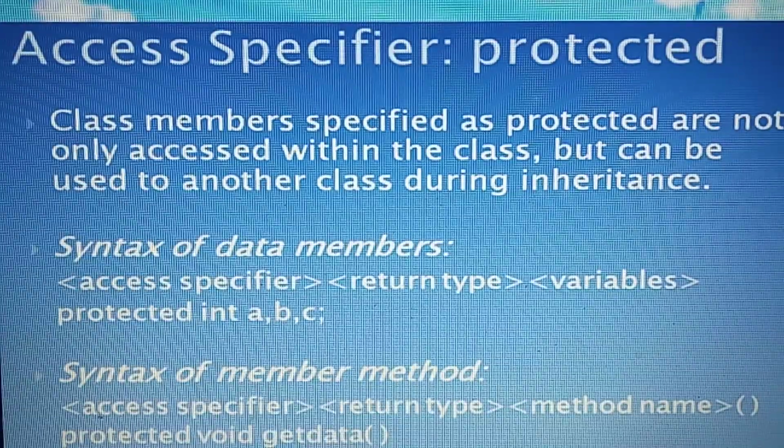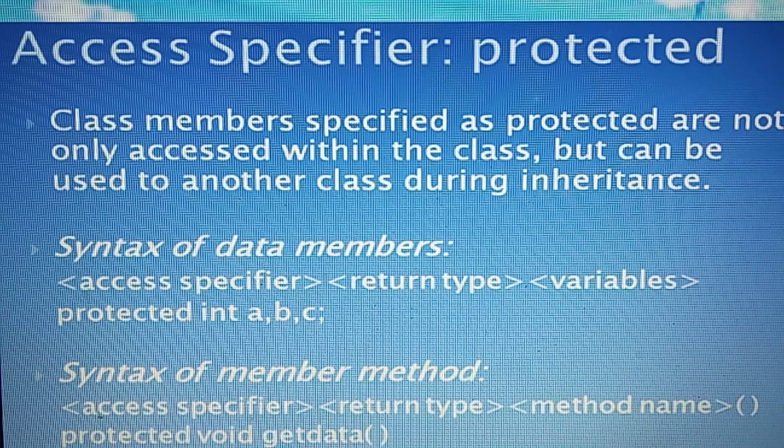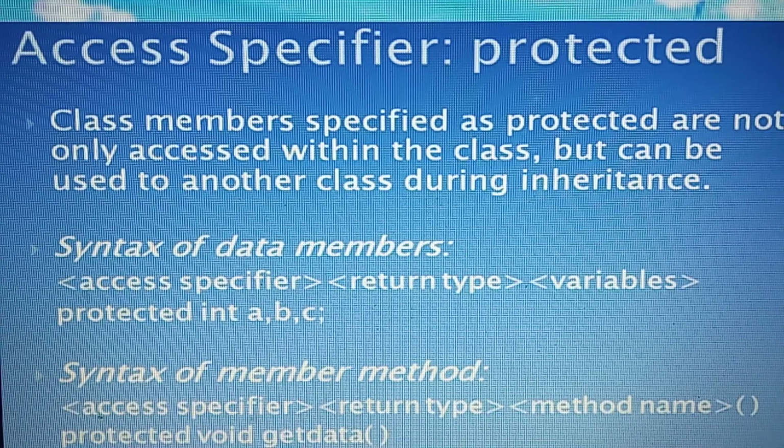Last class we studied public and private; today we study protected. Class members specified as protected can be accessed not only within the class but also from another class during inheritance. The syntax of a data member is access specifier, return type, variables. So the access specifier will be protected, the return type int, and variables a, b, c terminated with a semicolon. And the syntax of a member method is access specifier protected, return type void, method name getdata.